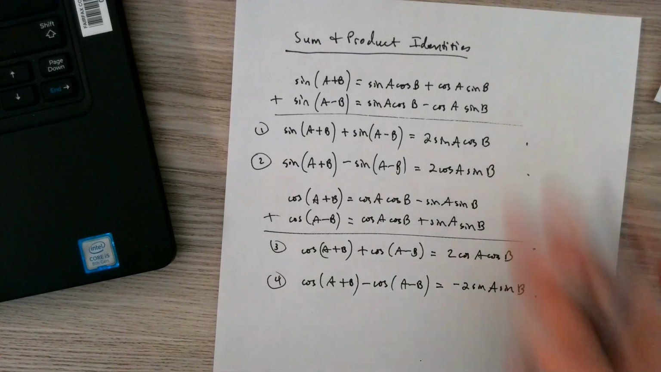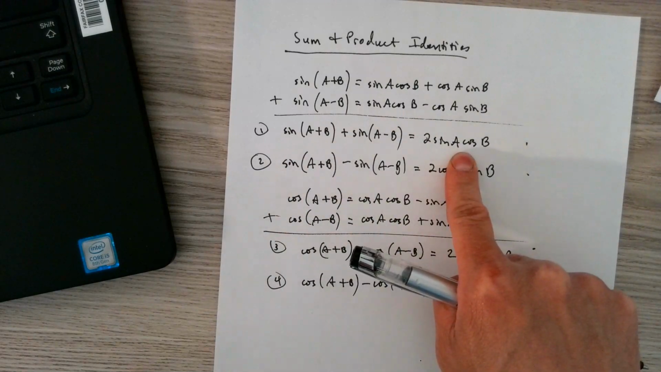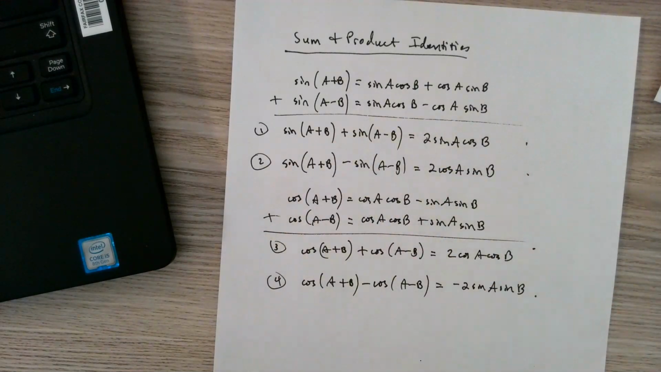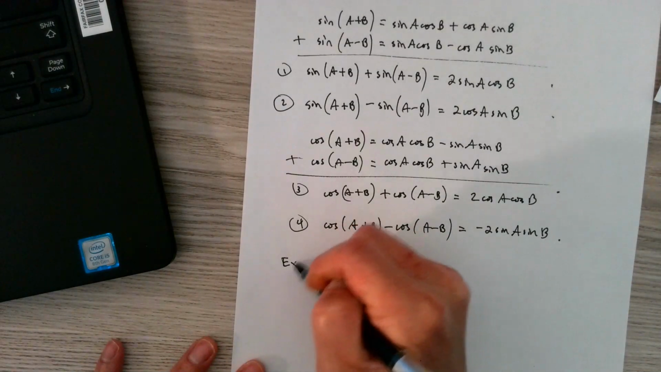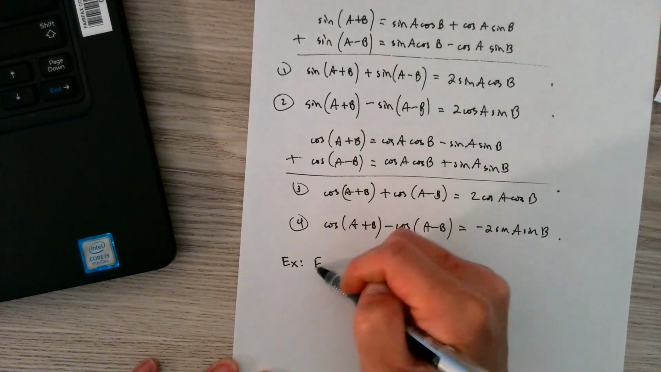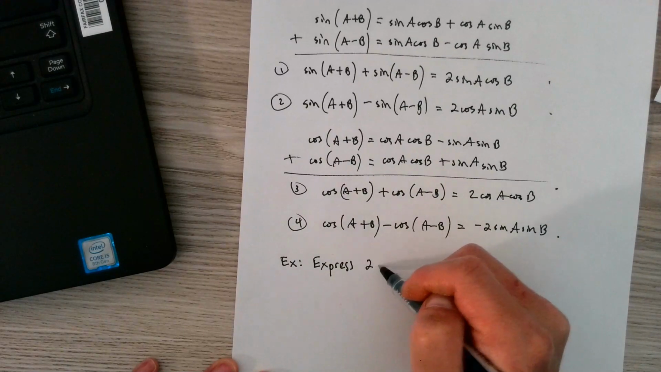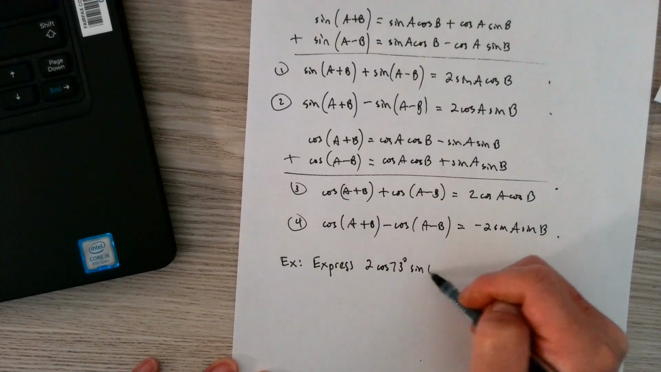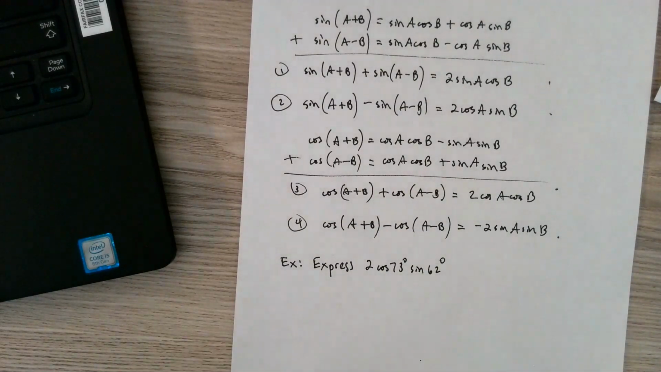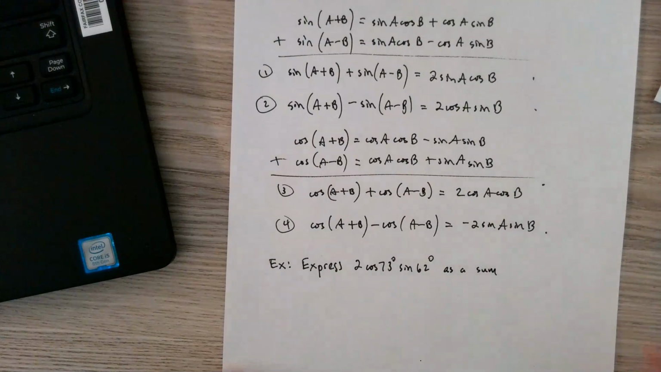And again, the key is you can now write a sum as a product, or a product as a sum. So here are a couple of examples where that comes in handy. So here I have a product, and I want to express it as a sum.